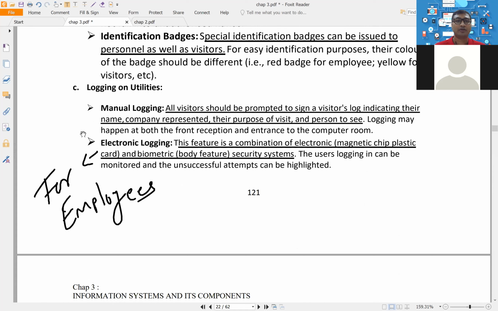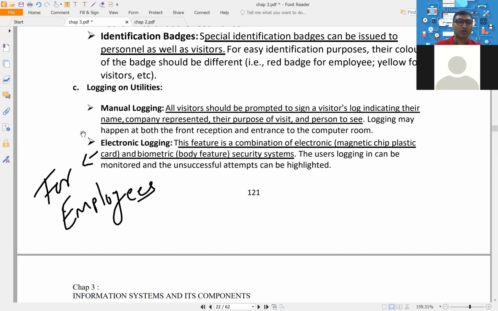You need to record. Now I told you that in your building also, in your society also, whenever some outsiders enter, your watchman, your security person will tell them to fill up the log, record what is your name, to whom you are going, flight number, correct? Same way in commercial offices also, such kinds of things will be there. That is what is called manual logging. But this is for visitors.